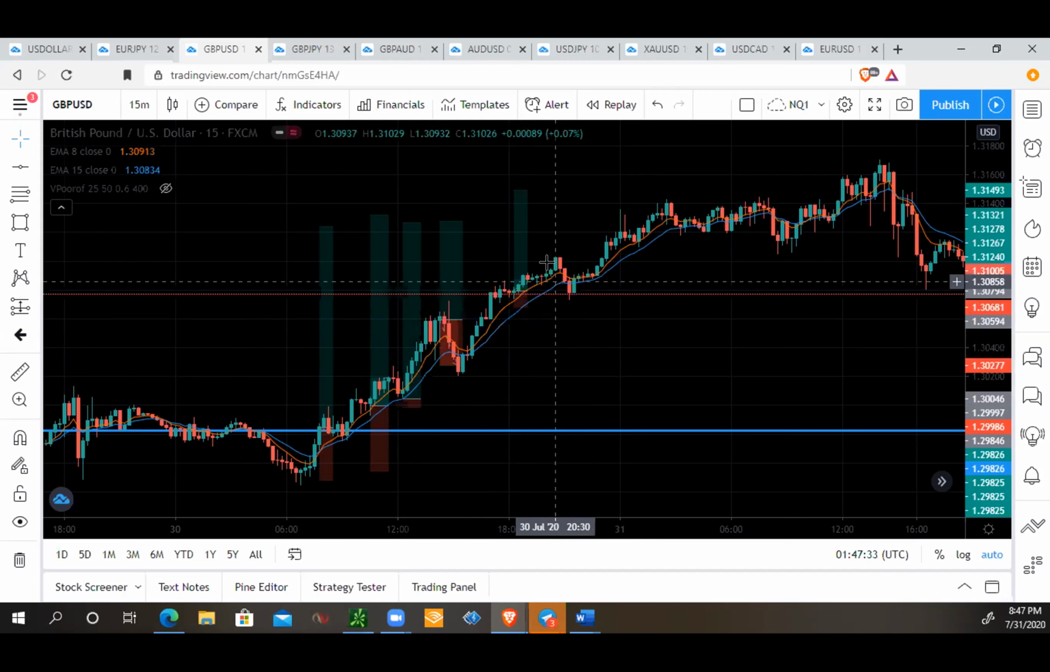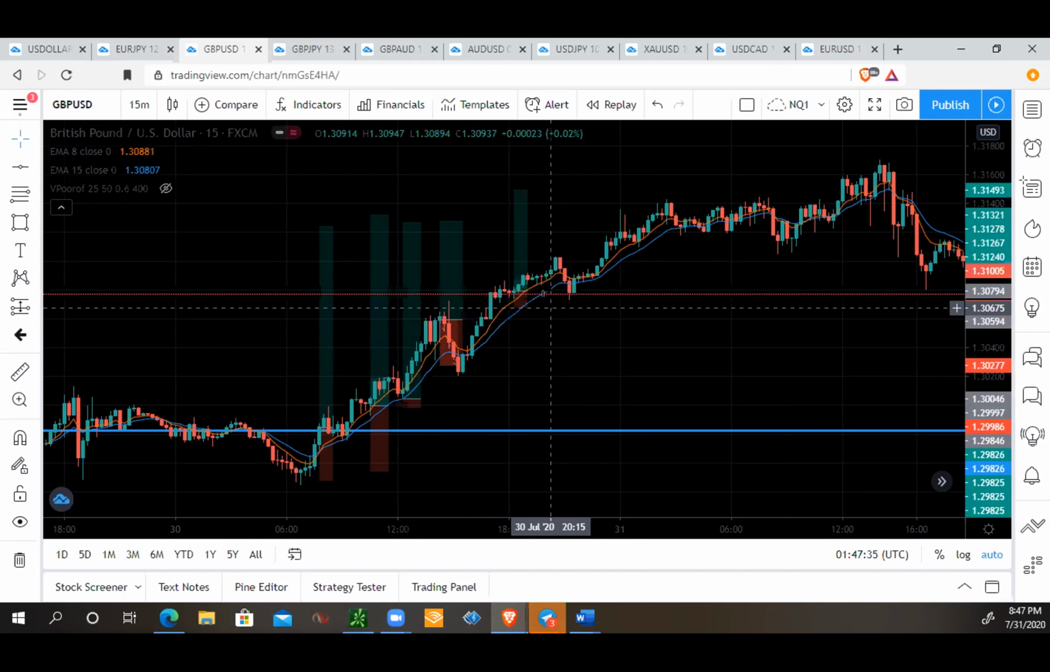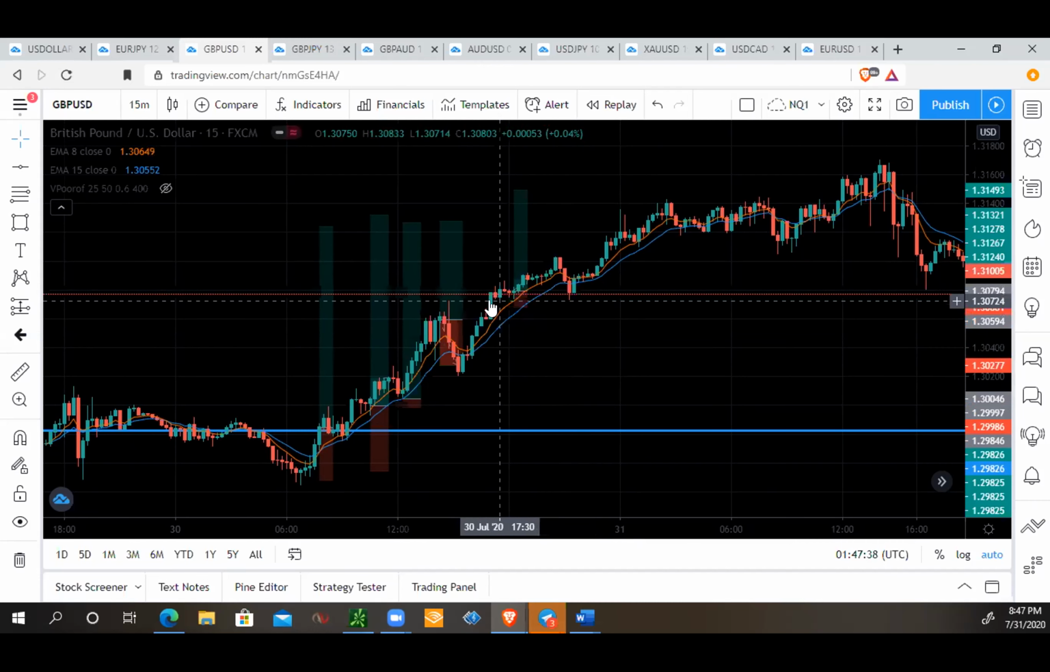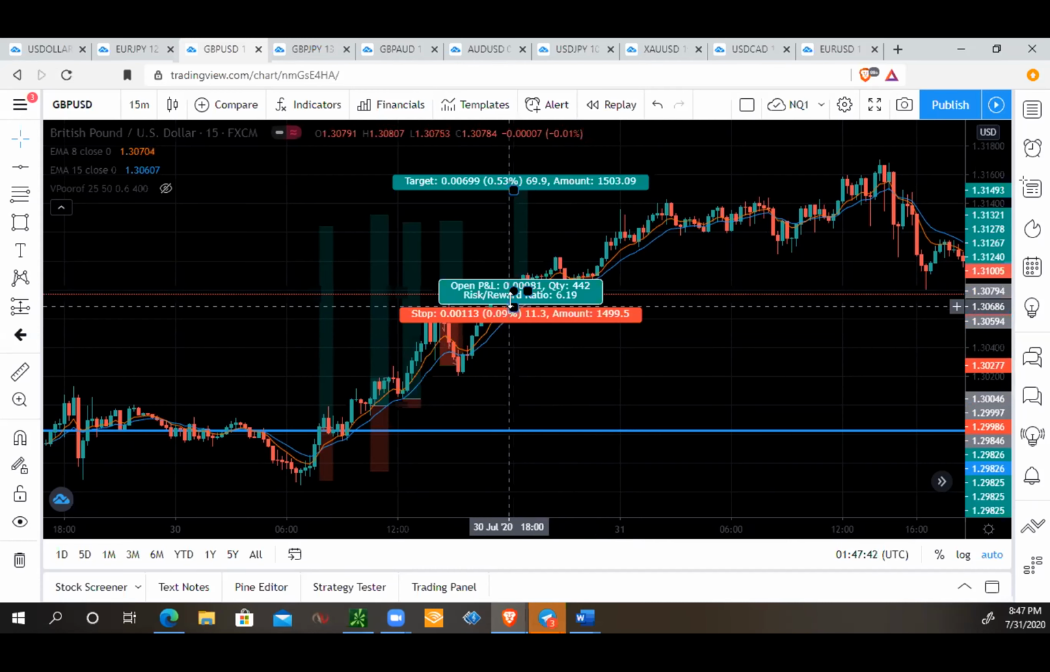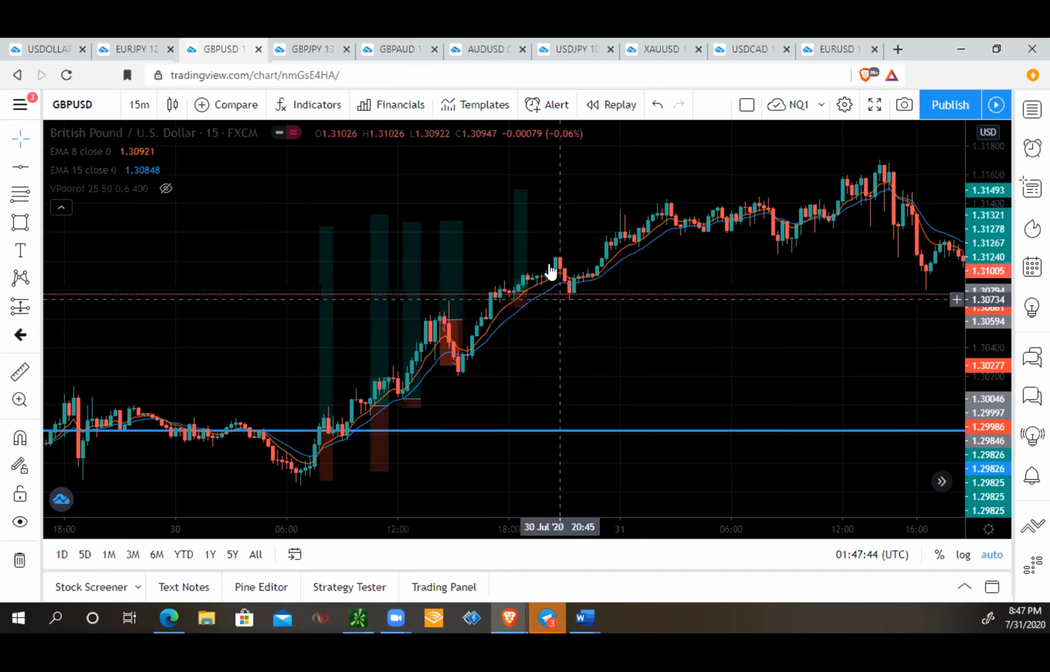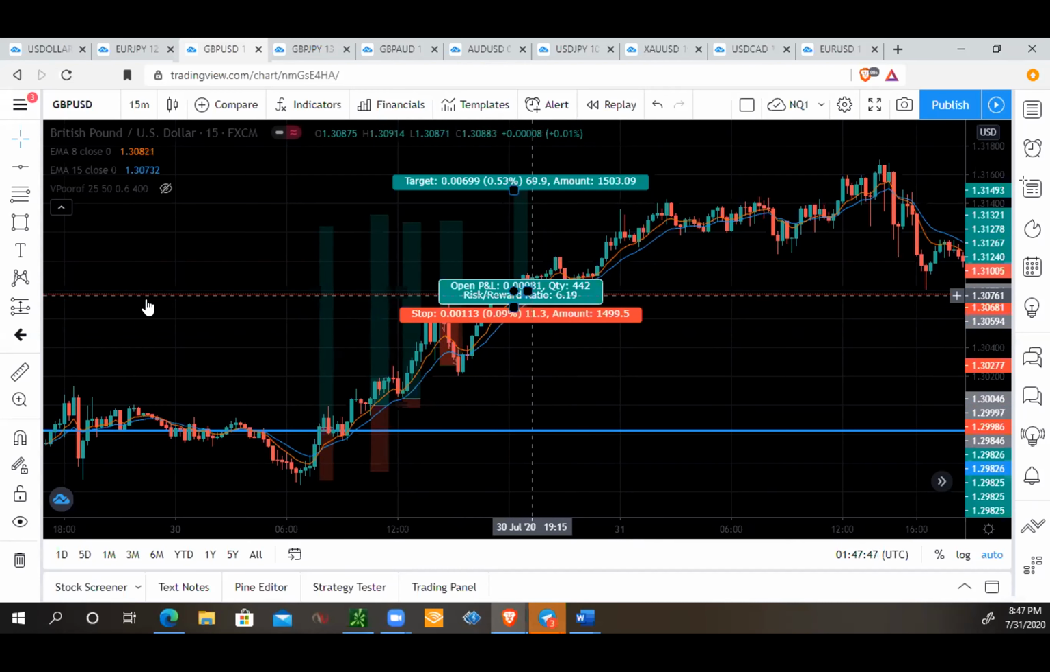11 pips. And this pullback here did not go below it. 15? Yep, just below this wick right here. Okay, gotcha. A couple pips below that wick. And this pullback here did not stop you out.